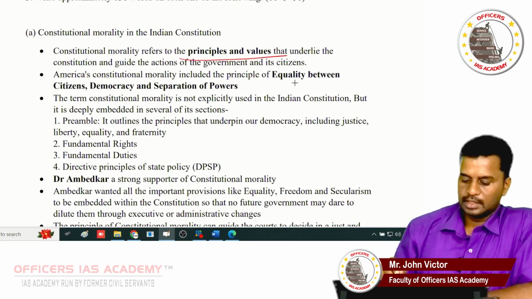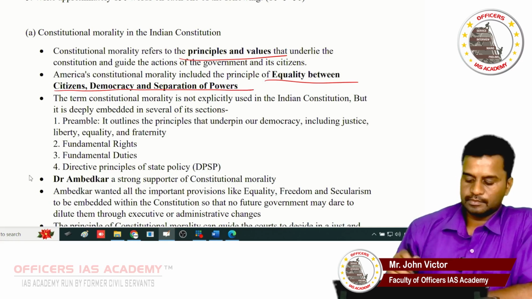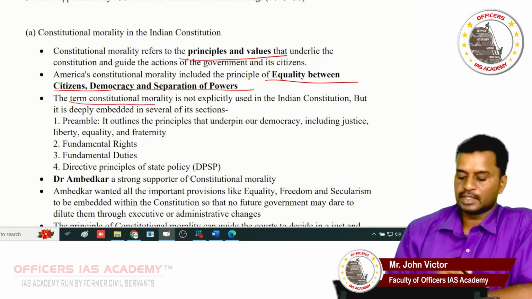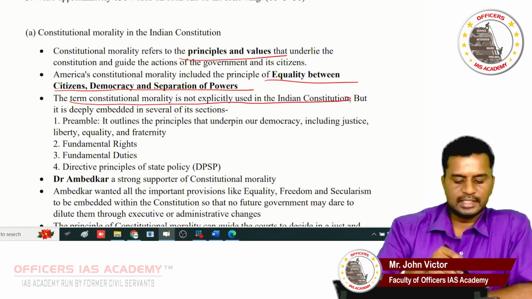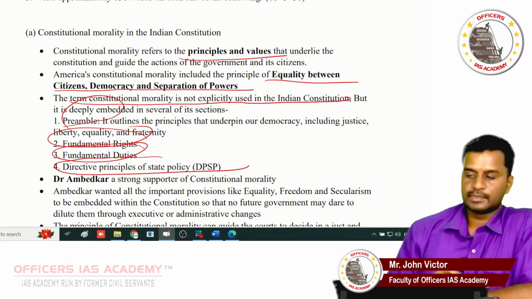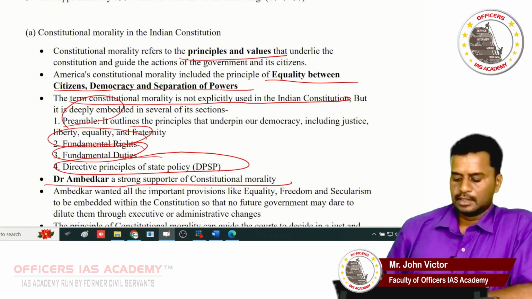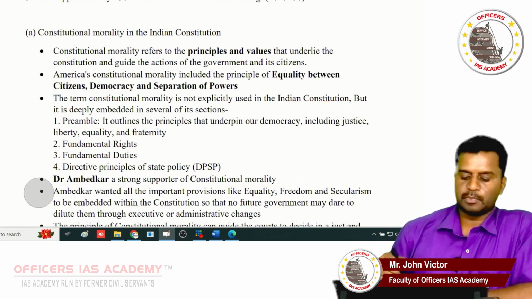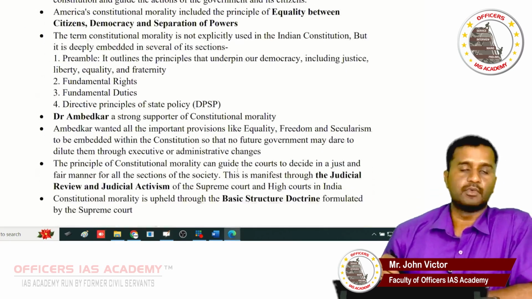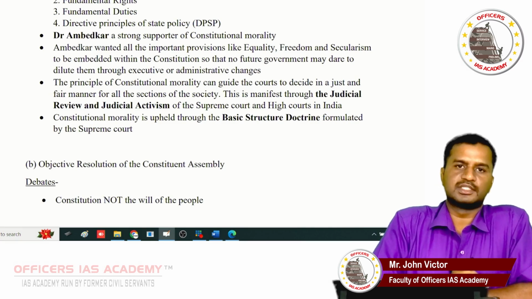Principles and values, equality between citizens, separation of power. The term constitutional morality is not explicitly mentioned in the Indian Constitution, but it is embedded in several of its sections. Example, the preamble, fundamental rights, fundamental duties and DPSP. Dr. Ambedkar was a strong supporter of constitutional morality. In fact, Nehru himself was not a strong supporter of constitutionalism, but Dr. Ambedkar was.